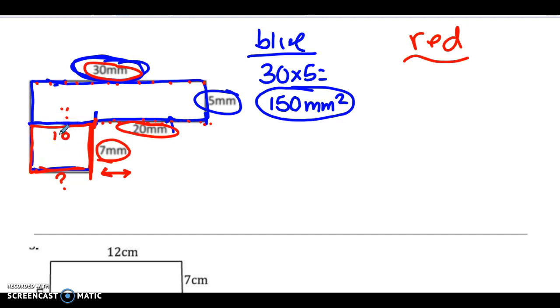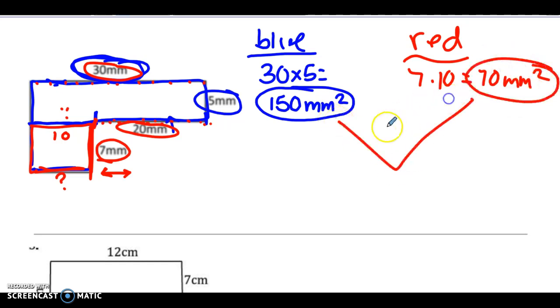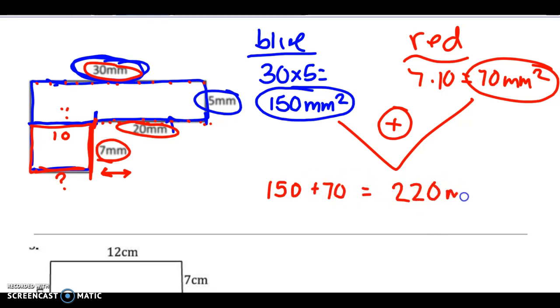So this other rectangle is then a 7 by 10 rectangle, which is 70 millimeters squared. But the question wasn't to split this up and find two different areas, but rather what is the area of the entire shape. So the last thing we need to do is add our two shapes that we split together into one. So we have the blue is 150 plus the 70 of the red shape, and we get the total area is 220 millimeters squared.